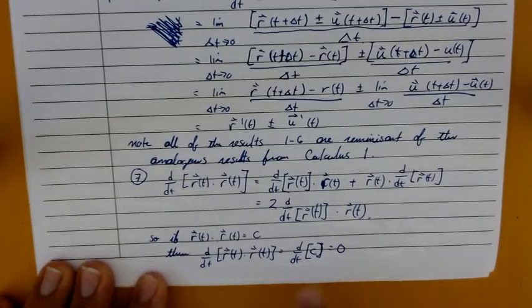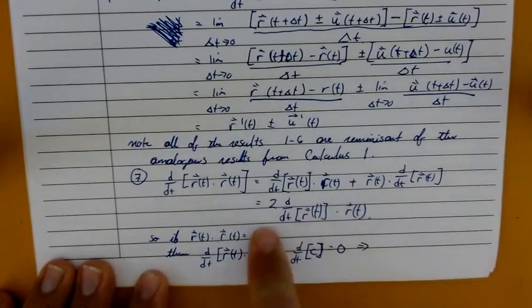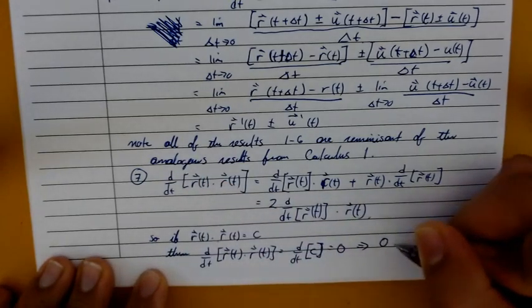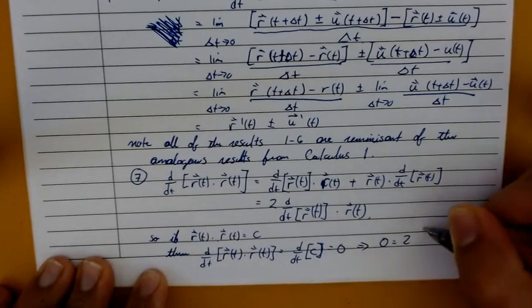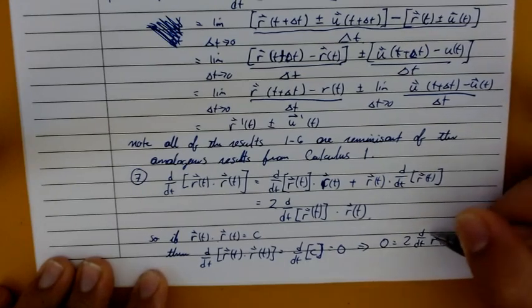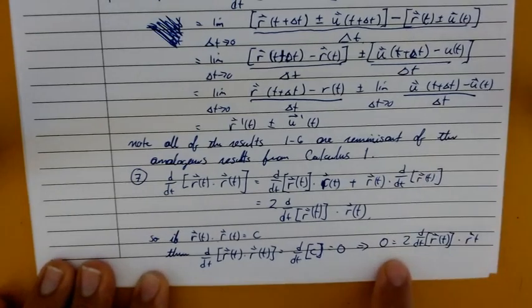Oh, so then that would mean that if the derivative is 0, that would imply that this is equal to 0. So that would imply that 0 is equal to double the derivative with respect to t of r of t dot r of t, like this. You can always divide both sides by 2 since that's not a relevant constant there.